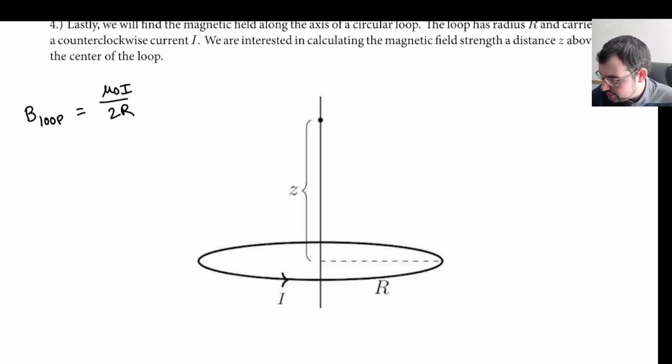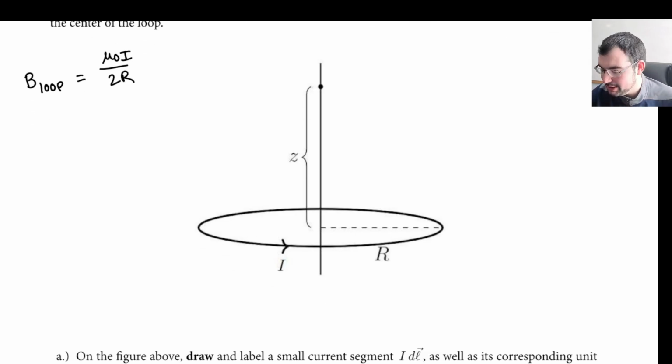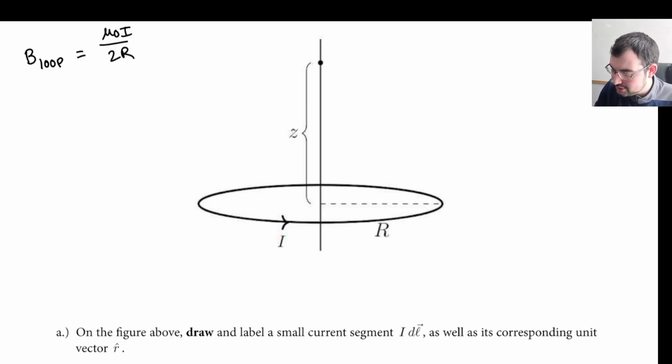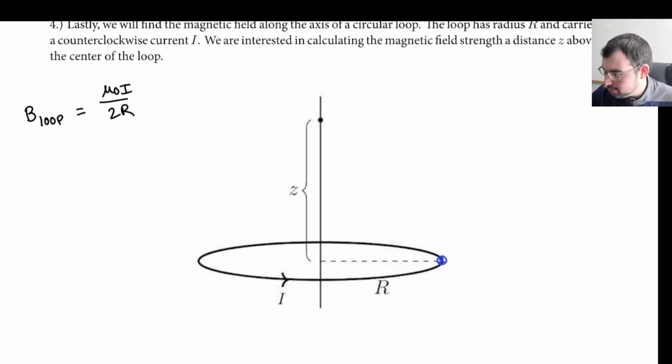So let's consider just any random current segment. I'm actually going to pick the one that's running into the page right here. So I'm going to pick this as my little current segment, the one that runs into the page. And let's try to actually draw sort of what's going to happen here. So first of all, we know for sure that this is that Pythagorean distance again.